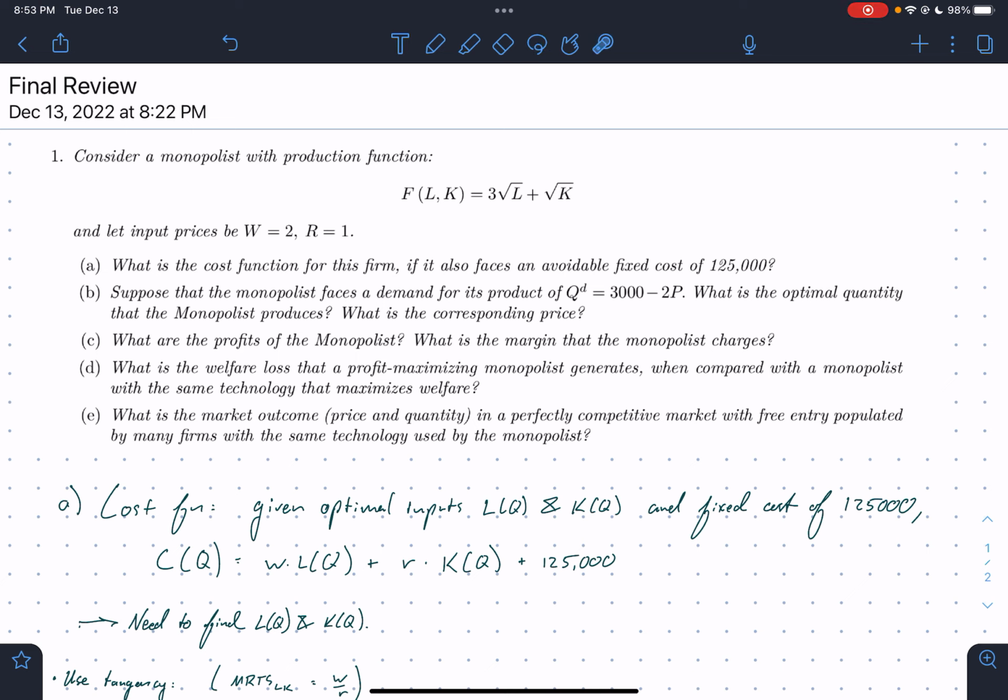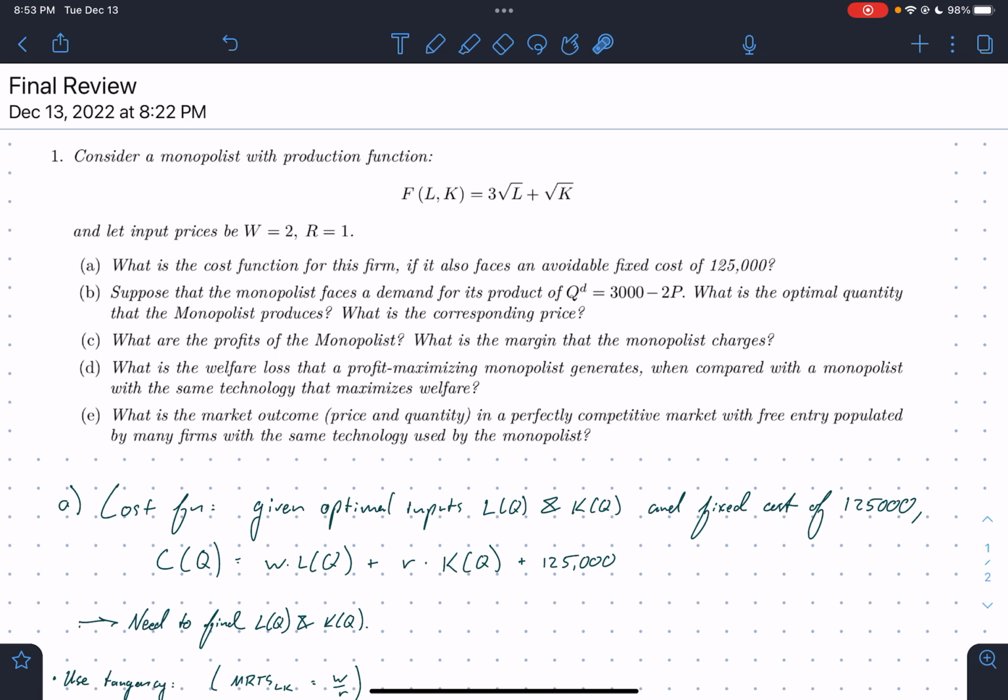In this first problem, we're going to consider a monopolist with the following production function. It's going to be 3 times the square root of L plus the square root of K. And for now, we're going to assume input prices are W is equal to 2 and R is equal to 1. So for the first part A, we're going to try to find the cost function for the firm, given that it faces an avoidable fixed cost of $125,000.